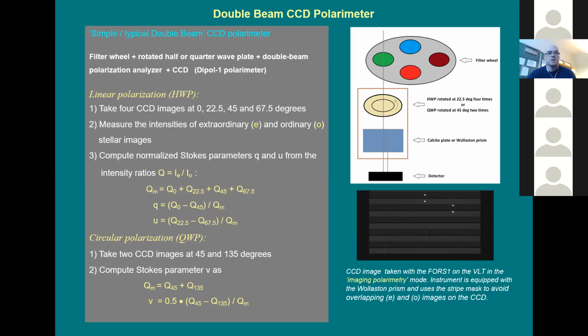So with this polarimeter, if you want to measure linear polarization, you should use a half wave plate, take 4 images at different orientations of the half wave plate, separated by 22.5 degrees, and then you can compute the normalized Stokes parameters Q and U from the intensity ratios of these two orthogonally polarized stellar images recorded by the CCD. If you want to measure circular polarization, you should use more or less the same method, but with a quarter wave plate.